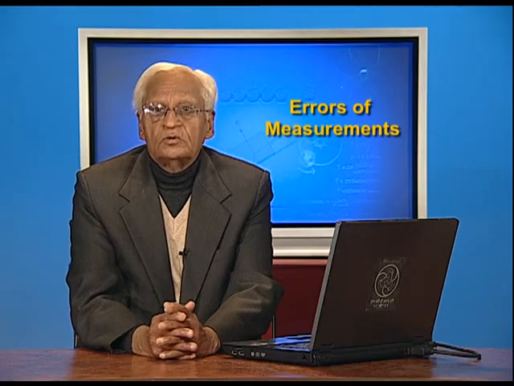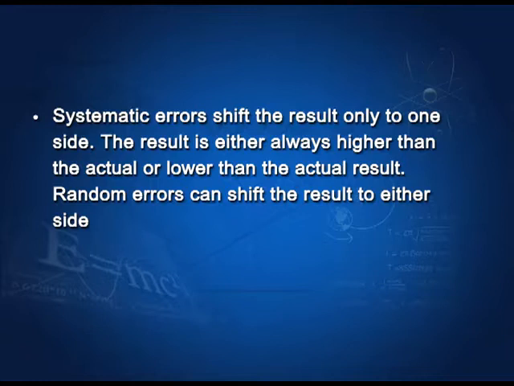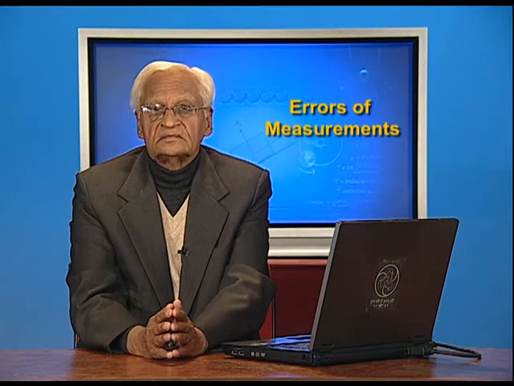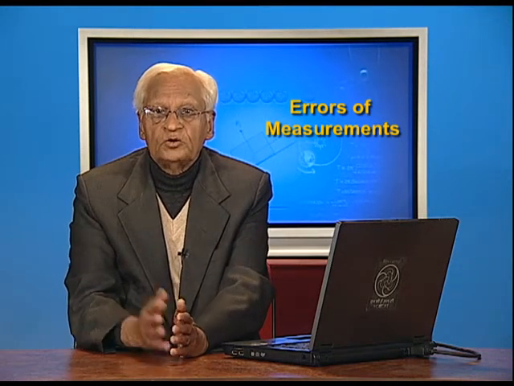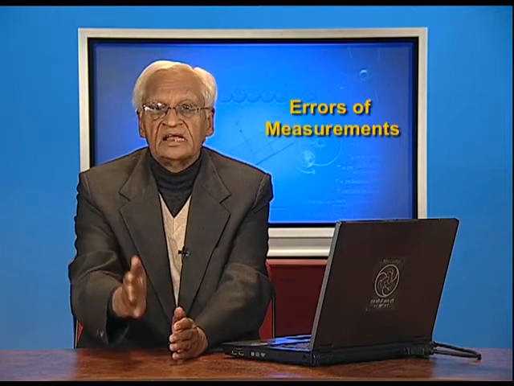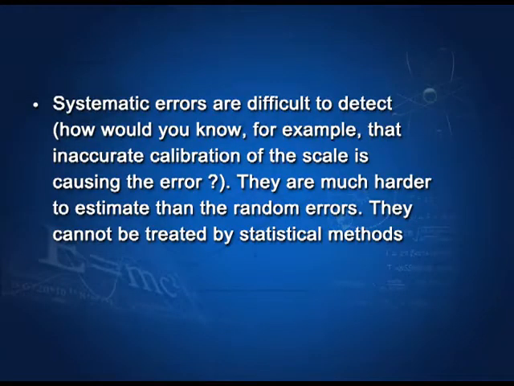What do the systematic errors do? Systematic errors shift the result only to one side. The result is either always higher than the actual value or always lower than the actual result. Random errors, which we shall see presently, can shift the result to either side. So, that is a distinction. Systematic errors are difficult to detect. For example, you do an experiment and you do not know that the calibration of the scale is not correct. Therefore, systematic errors are much harder to estimate than the random errors. They cannot be treated by statistical methods as we do with the random errors.